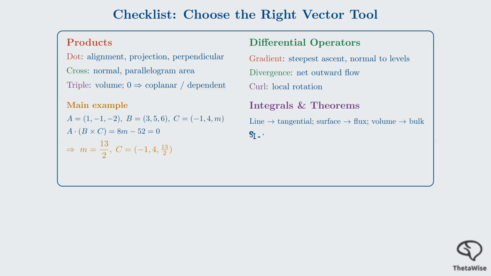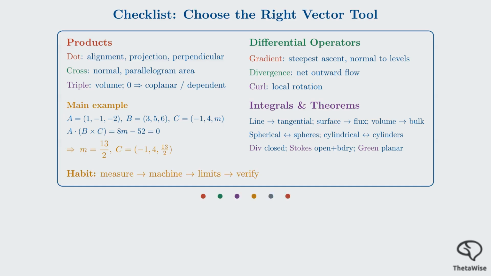Use spherical coordinates for spheres and radial geometry, and cylindrical coordinates for cylinders and circular symmetry. Finally, choose divergence for closed surfaces, Stokes for open surfaces with a boundary, and Green for planar closed regions. The recurring habit is simple. Identify what is being measured, choose the matching machine, write its geometric limits, and verify the final number.